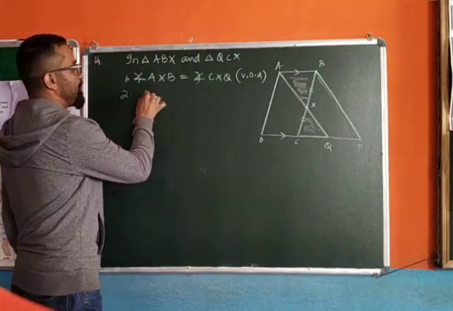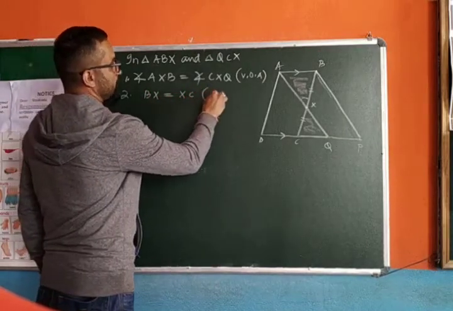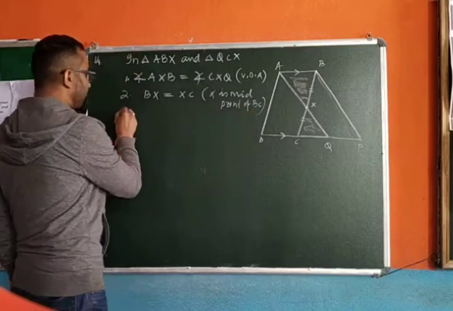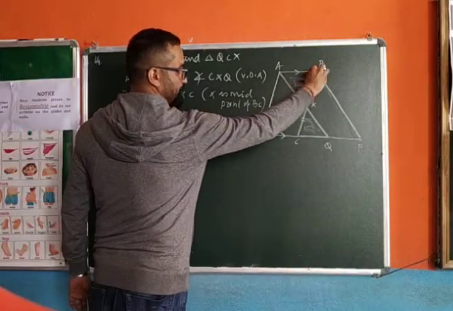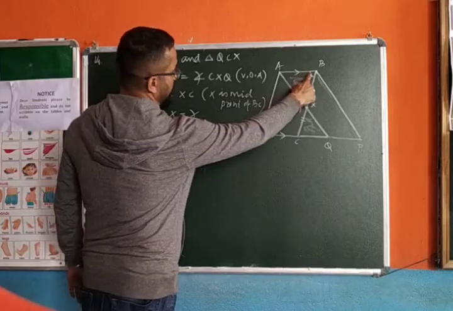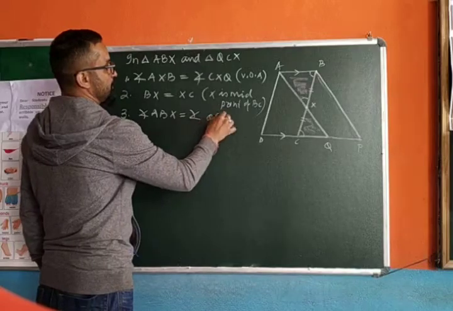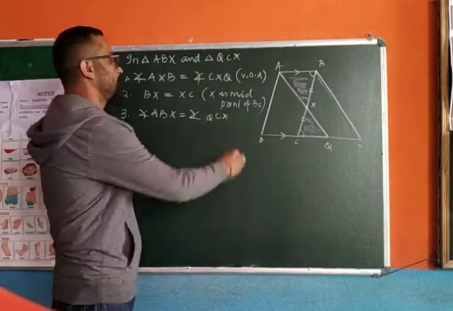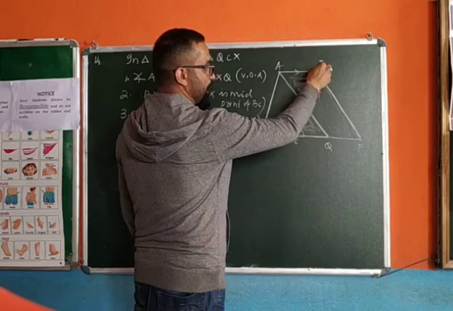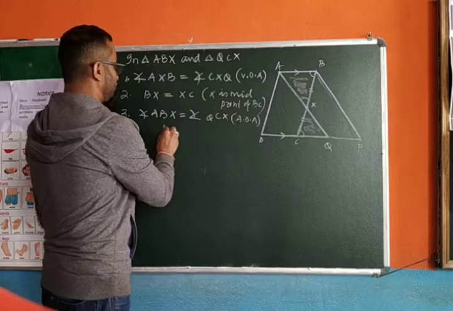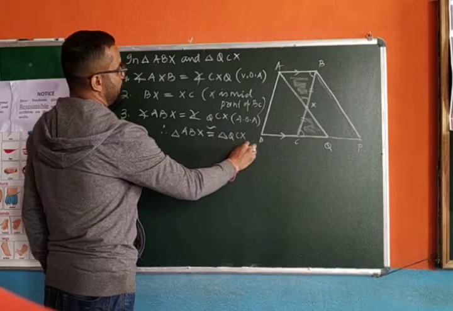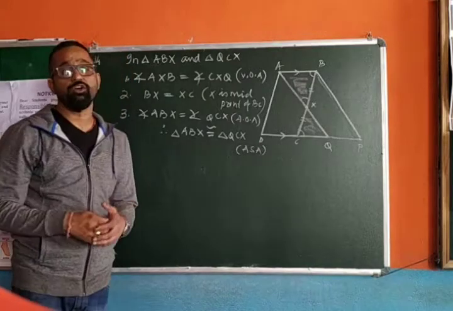Second one, we can write BX is equal to XC, since X is the midpoint of BC. And third one, we can use angle ABX is equal to angle QCX. These two angles are alternate angles, because line AB is parallel to CQ and BC is a transversal. Therefore, triangle ABX is congruent to triangle QCX by the angle-side-angle property of congruency.